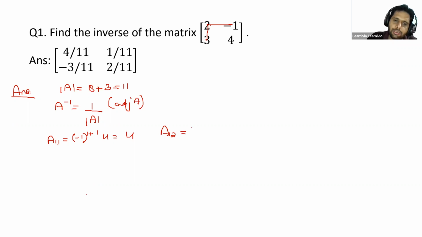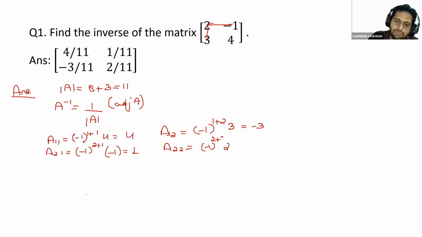For A12, again write (-1) to the power 1 plus 2. Now for this case, please ignore the first row and the second column. First row, second column. So you will get 3, which is equal to -3. Next is A21. Okay, this is equal to what? Second row, first column. So this is (-1) to the power 2 plus 1. Ignore the second row, first column. So the remaining number is -1, which will give you 1. A22. So this is equal to second row, second column, remaining is 2. So (-1) to the power 2 plus 2. Got it, sir. Okay, very good. You will get 2.